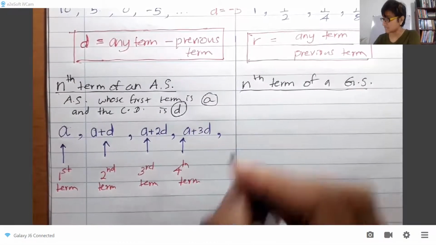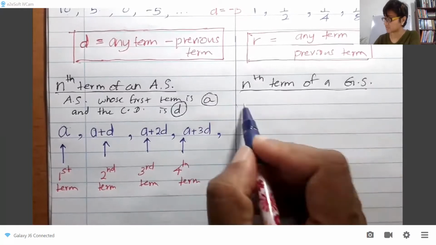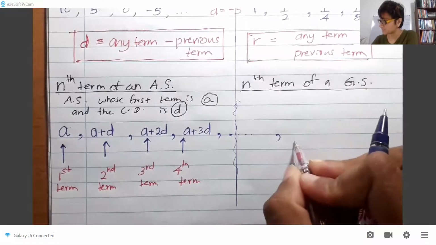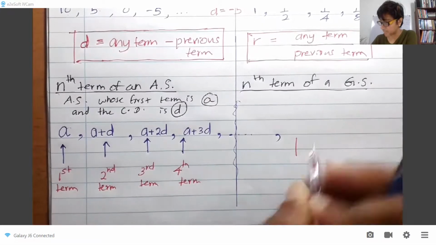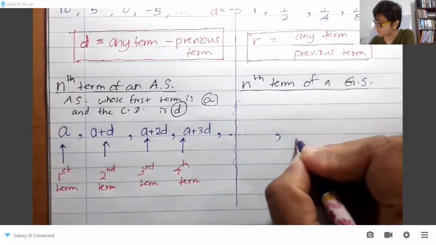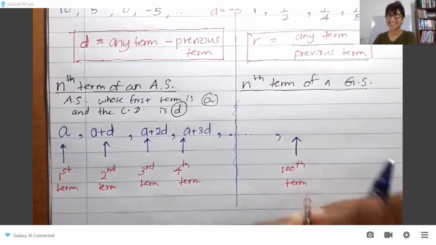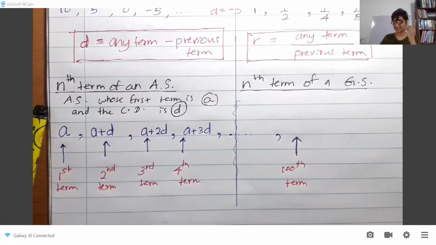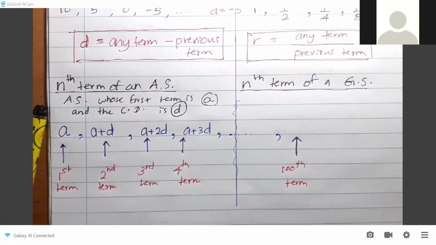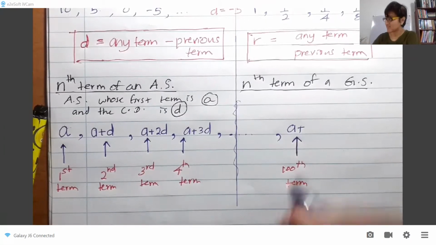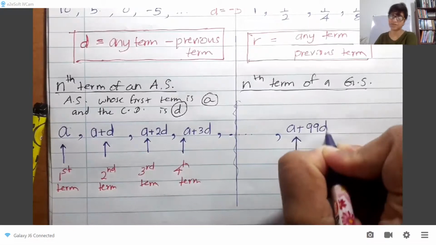Now I'm going to put some dots. If I want to write the 100th term, that would be what? A plus 99D. Very good. Because A is the first term, and to get to the 100th term, you need to add 99 Ds. So A plus 99D would be the 100th term.